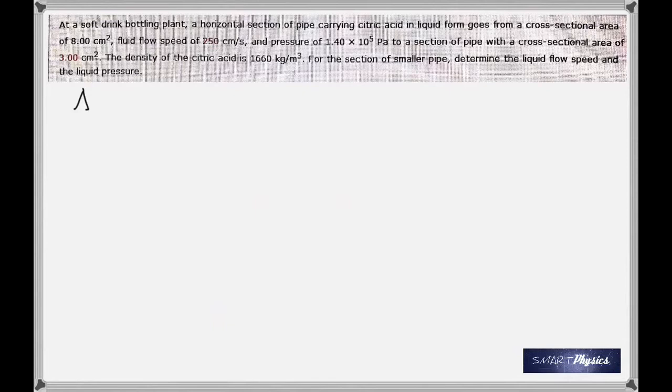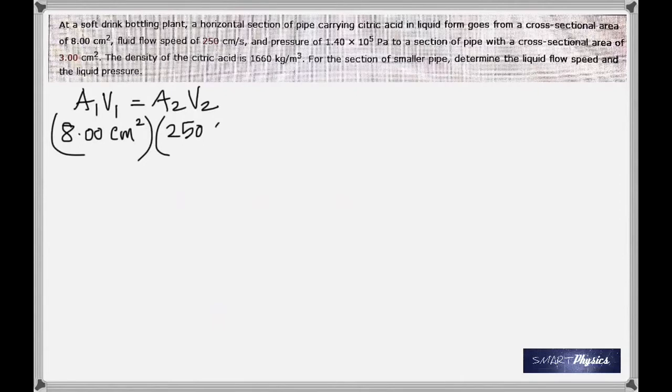The density of citric acid is given. And for the section of the smaller pipe, we have to find the flow speed and also the liquid pressure. To find the flow speed, we're going to use the equation of continuity as in the last case, which is A1 V1 is equal to A2 V2. In this case, we can leave the area in centimeters squared as long as it's the same on both sides. It's a ratio. So you have 8 centimeters squared times the speed there.